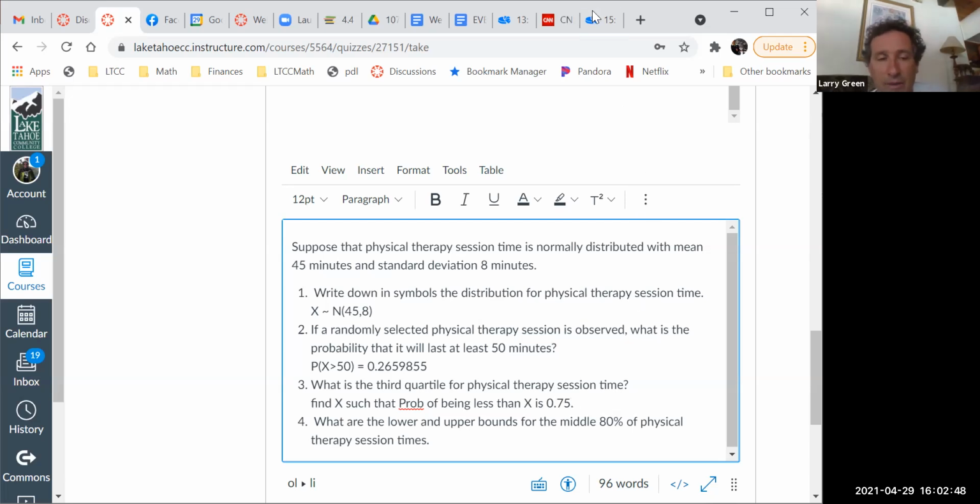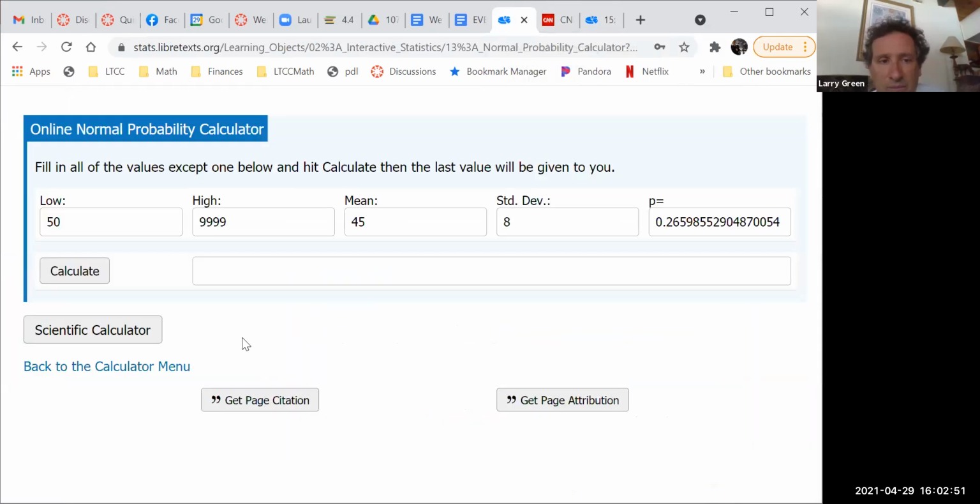So now I go to my calculator. So 0.75, where does that go? That probability, P. Mm-hmm. So that's 0.75. And I want to find x such that the probability of being less than x is 0.75. So it's not 50 and 9999. What is it? My mean and standard deviation don't change, but what about the low and the high? What's the low?